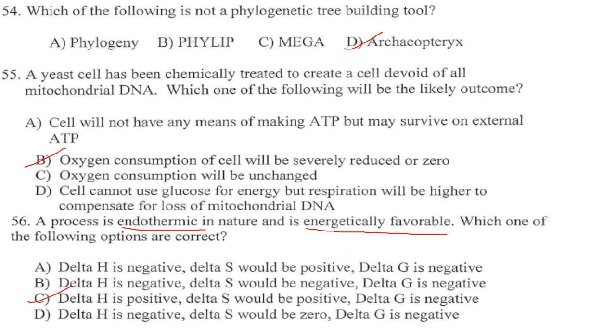Then next one. A process is endothermic in nature and is energetically favorable. Which one of the following options is correct? So they have given the process is endothermic, that means delta H is positive. And it is energetically favorable, so delta G is negative. That you can see in option C. Delta H is positive and delta G is negative. So, delta S would naturally be positive. So, the answer here is option C.